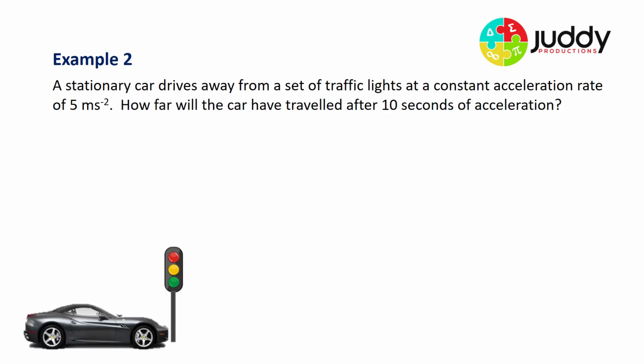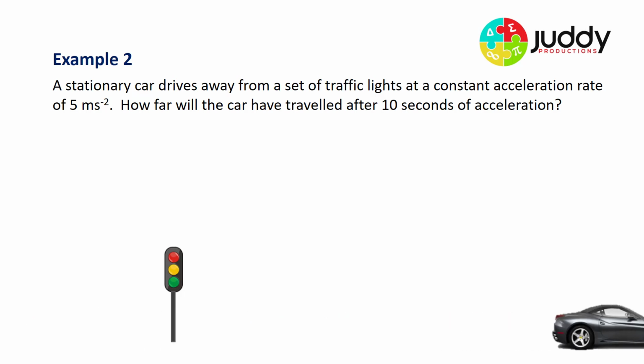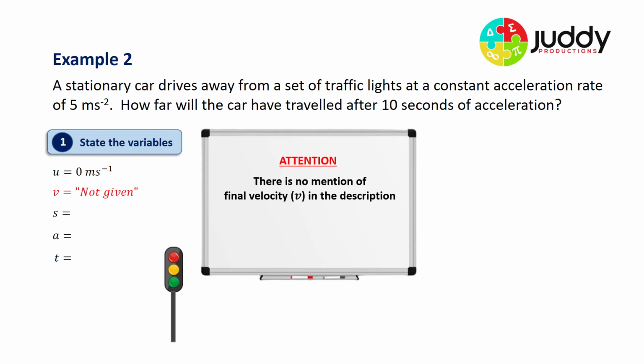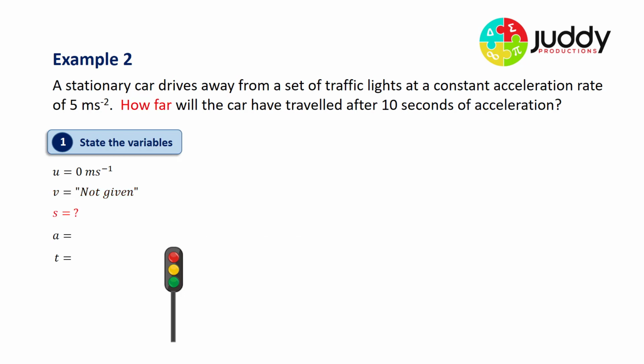Example number 2. A stationary car drives away from a set of traffic lights at a constant acceleration rate of 5 meters per second. Same initial scenario as example 1. How far will the car have traveled after 10 seconds of acceleration? So there goes our visual. State our variables. Our initial velocity was 0 meters per second. Our final velocity in this case is not given. There are no mentions of the final velocity in the description. Displacement is what we're trying to calculate, how far. It has a constant acceleration rate of 5 meters per second, and again the time is 10 seconds.